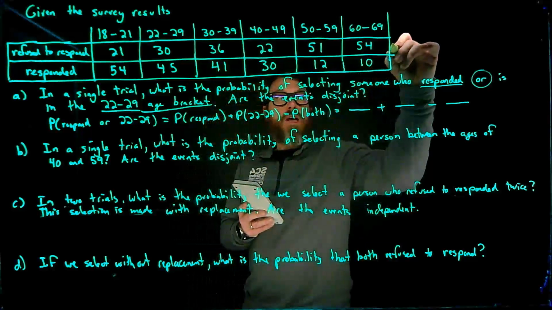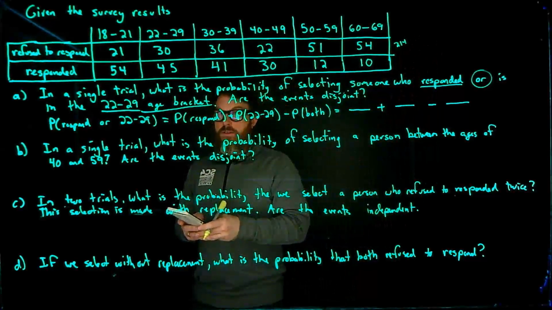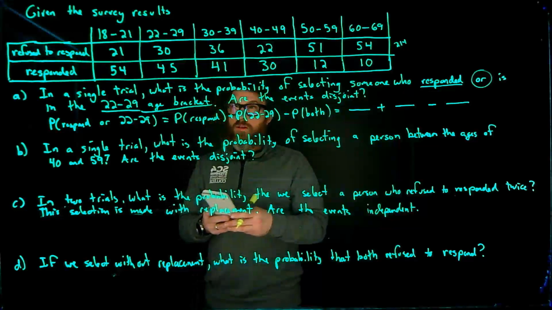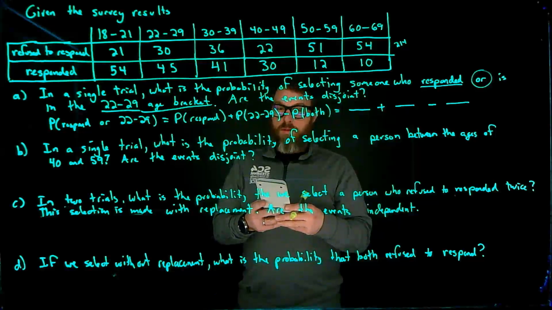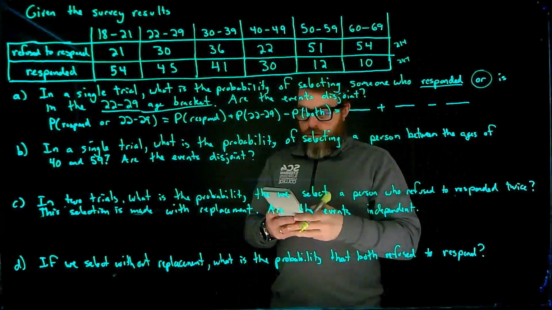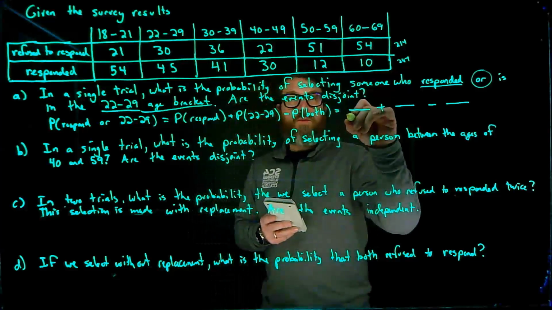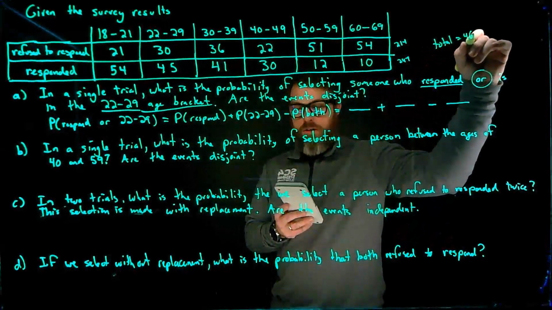So add up this first column. This gives us 214: 54 plus 5 plus 45, plus 41 plus 30 plus 12 plus 10. The other column gives us 247. So I add those two together, and we get a total of 461. So this thing has a full total, which is equal to 461.